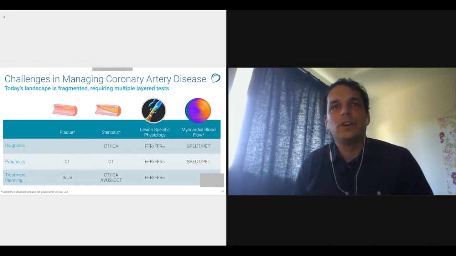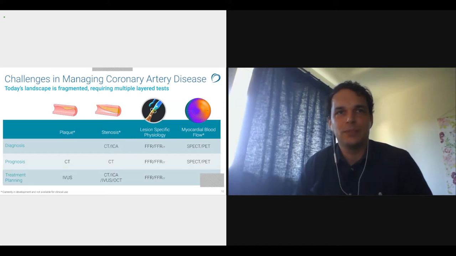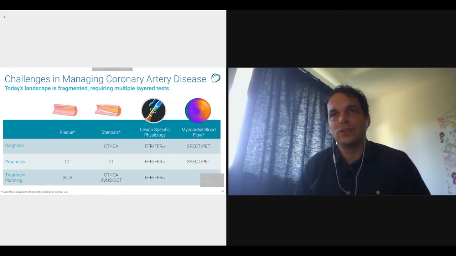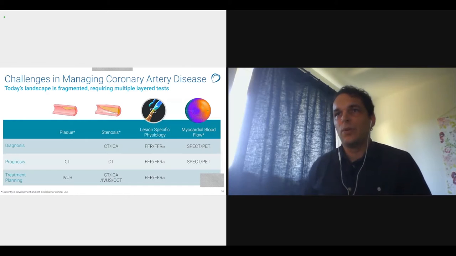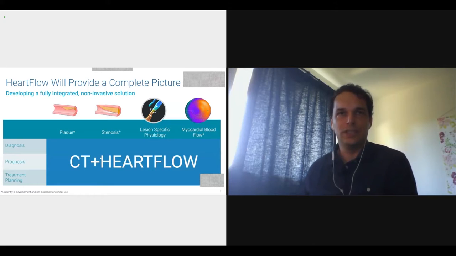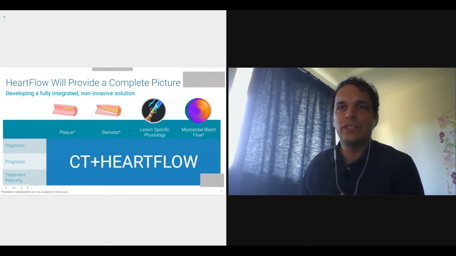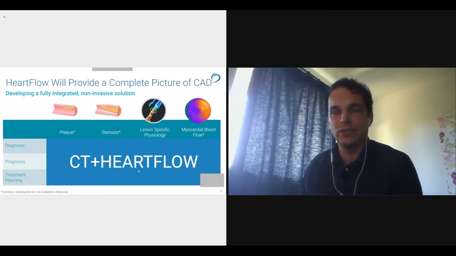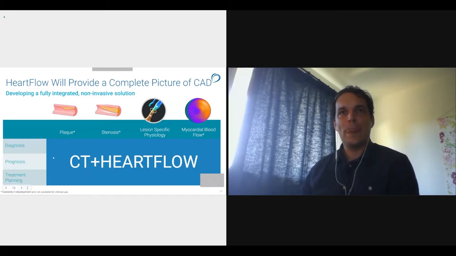This is an overview of the current landscape of different modalities that can be used for diagnosis, prognosis, or treatment planning. So for the assessment of the plaque, the stenosis degree, the assessment of the functional significance of a lesion, or an assessment of the perfusion of the myocardium. And you can see that very different tests are used for these different use cases. Our vision is to replace all of these different tests using only CT images and then our machine learning and computational fluid algorithms. So that's what we are working on at the moment.